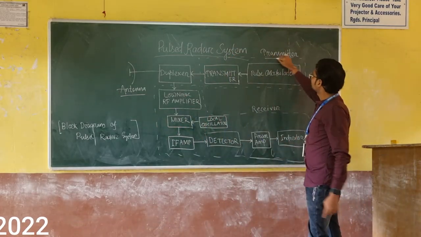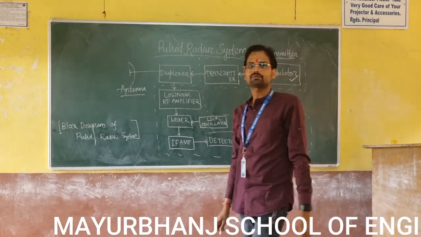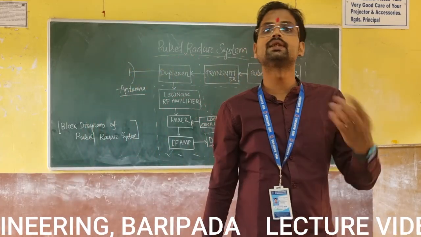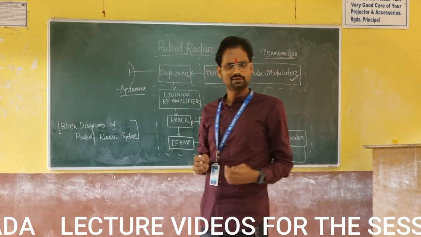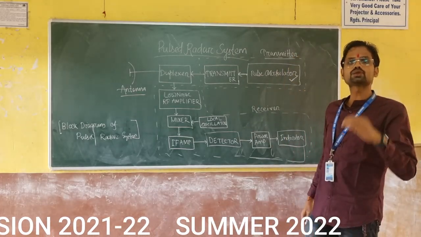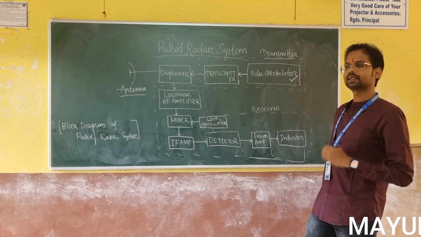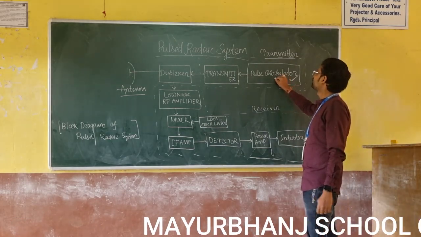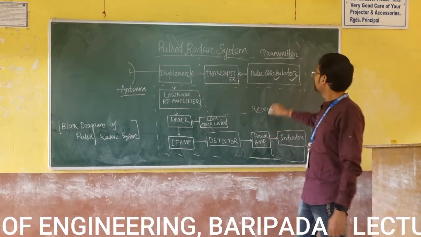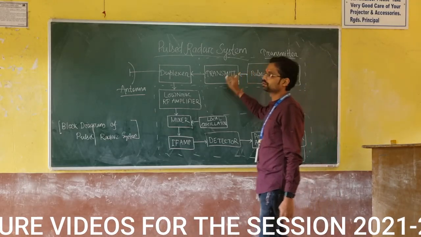The transmitter section's first step is your pulse modulator. What does it do? See, the radar works with signals. That means we need a signal. Then the transmitter section has the pulse modulator which is used to generate the pulse modulated signal. Clear? The pulse modulated signal is generated by the pulse modulator. Okay, and that signal will be transmitted. So the generated pulse modulated signal will be fed to the transmitter section.